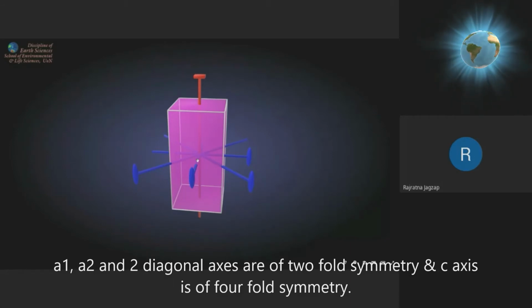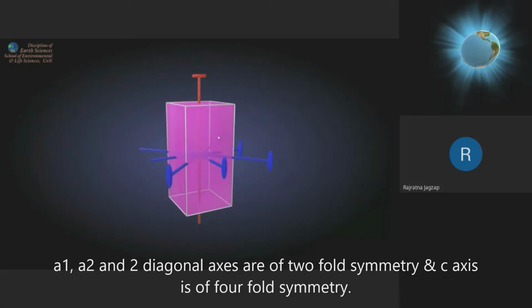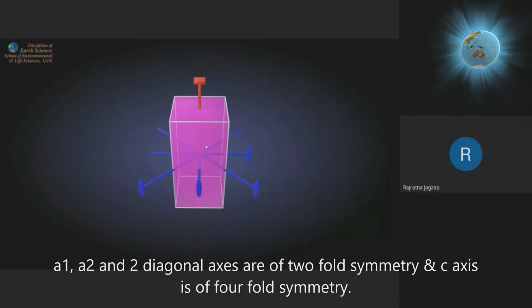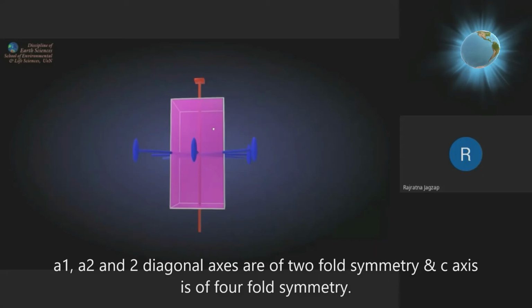However, the vertical axis is an axis of four-fold symmetry. So can you see here? Front to back, right to left. These are two axes called A1 and A2, and then two diagonal axes. These all are two-fold symmetry, and the vertical axis is the axis of four-fold symmetry.